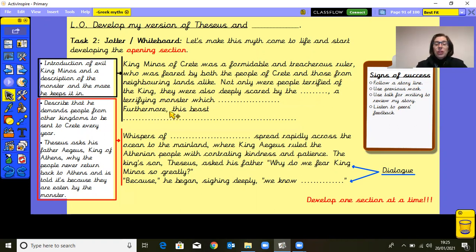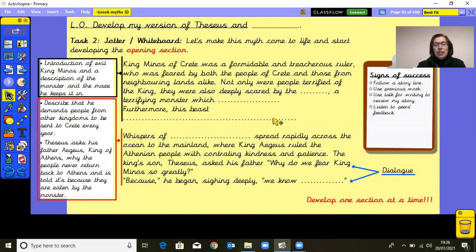Furthermore, you're going to add more details, and then you can have one or two sentences to describe your monster in more detail. So that is going to be part of my first paragraph.